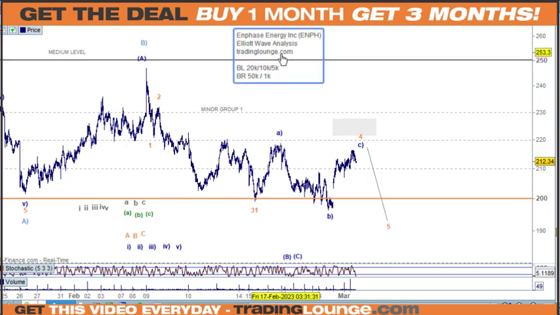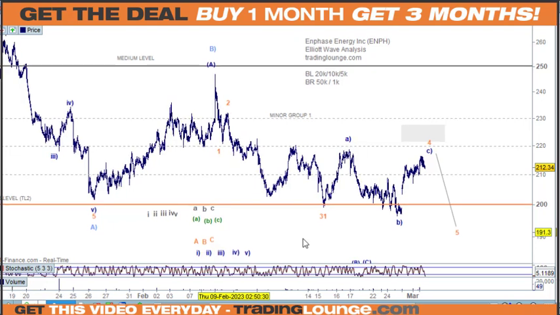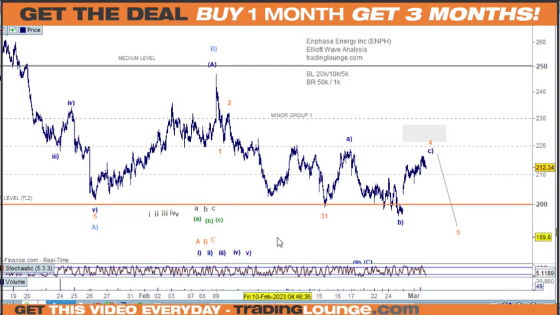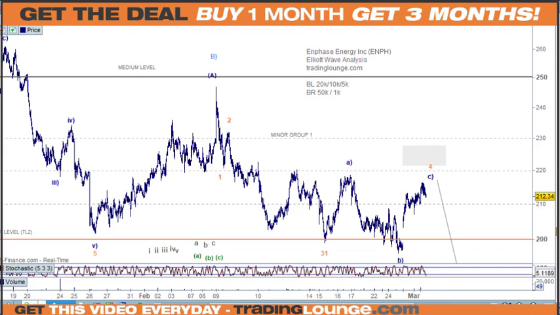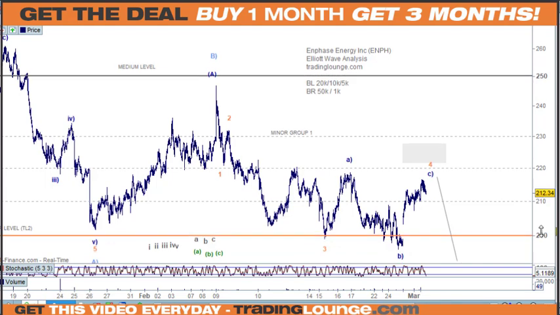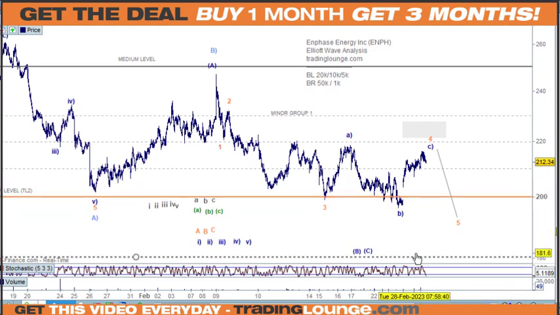Okay, so with Enphase here, as I've been mentioning for a little while, I'm unsure about this count, and the count that you're looking at here is just a guess, so don't take it seriously. But at the same time, if we go with the other markets, we still need another move down here, so we'll see how that plays out. I've got this as an A wave here and a B wave here, because I can see we've got 1, 2, 3, 4, 5 here, and then we've got this other move here that's sort of incorporated into that.